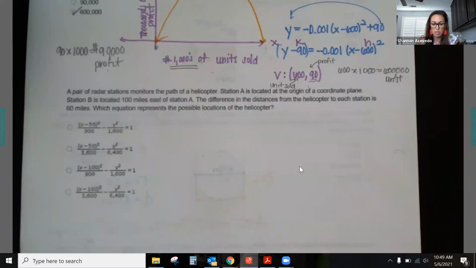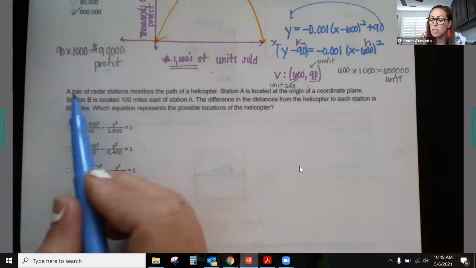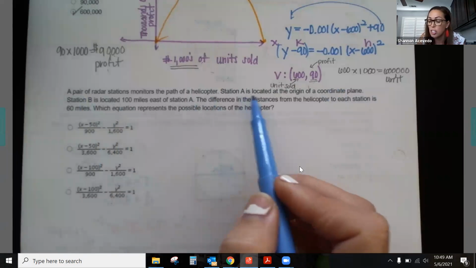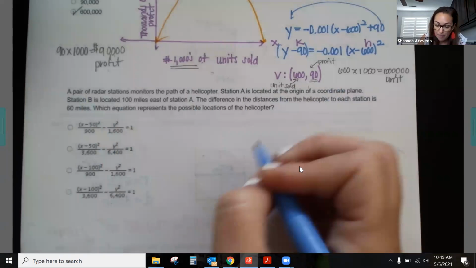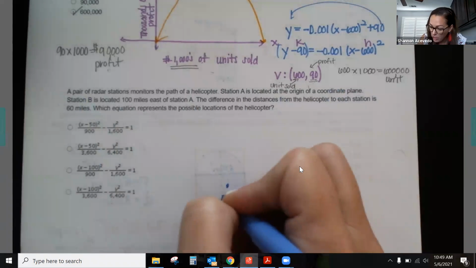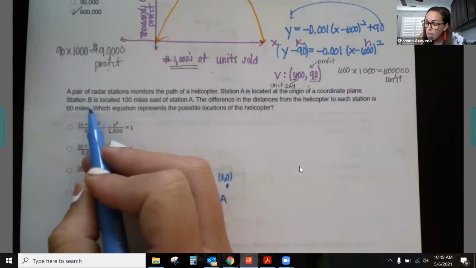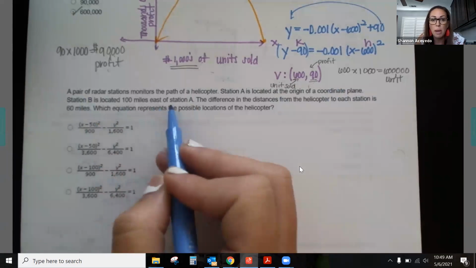And my last one. This was similar to that last problem we did yesterday at the end when we were talking about the lightning strike. All right, so the same idea is going to happen with this one. A pair of radar stations monitors the path of a helicopter. Station A is located at the origin. So my station A here is at (0, 0). Station B is located 100 miles east.